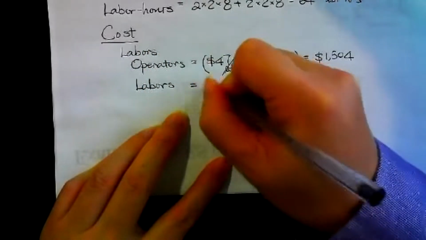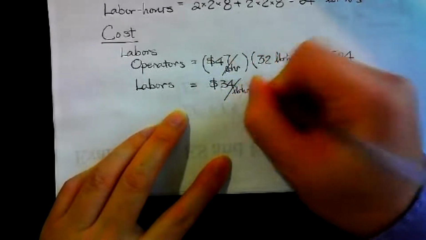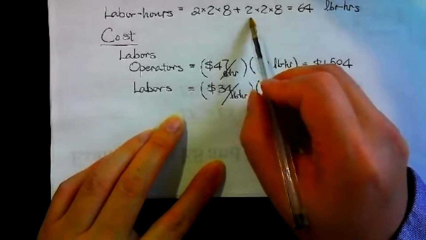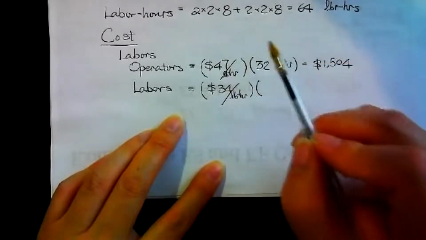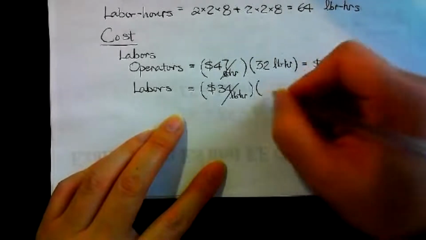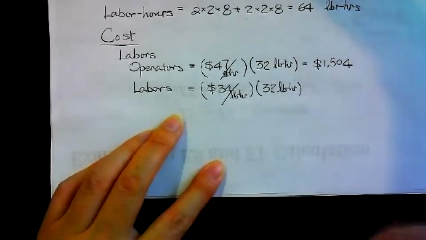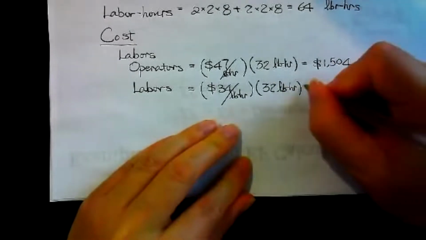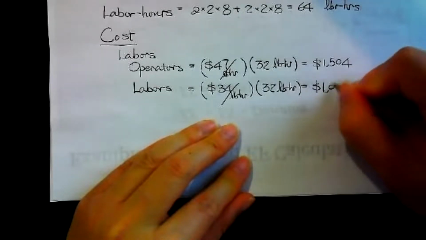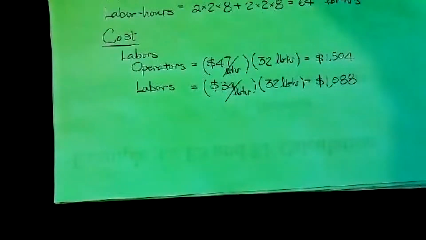And then the general labor is $34 per labor per hour. Again, we have over here 2 general labor needed and 2 days, 8 hours per day. So this is another 32 labor hours for general labor. That one gives us $1,088. This is for labor's cost.